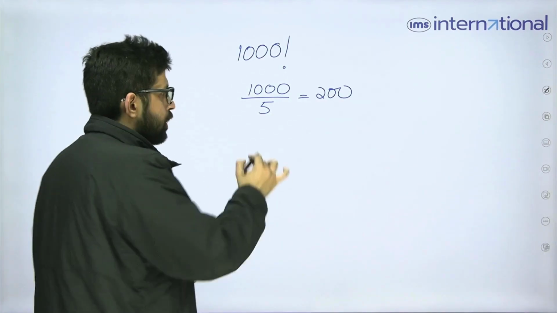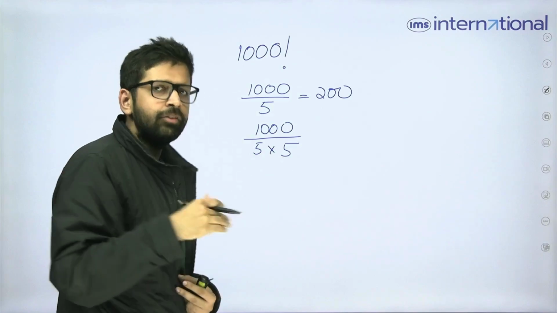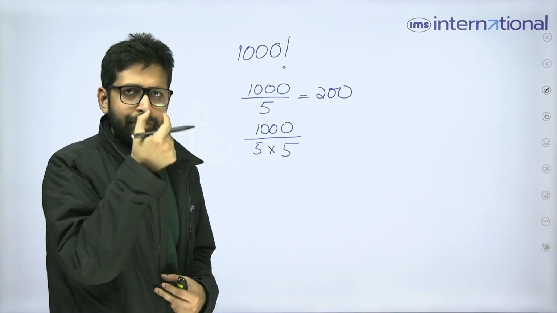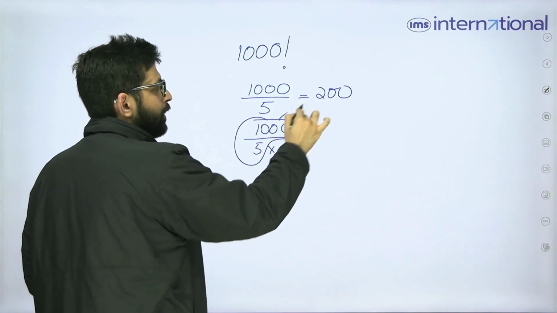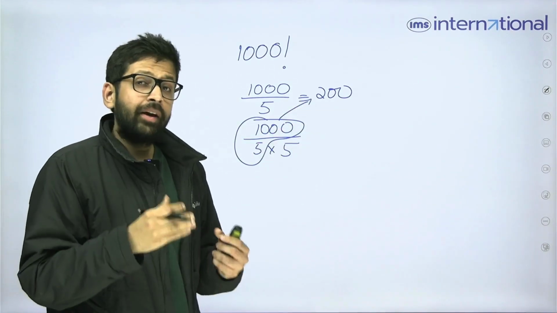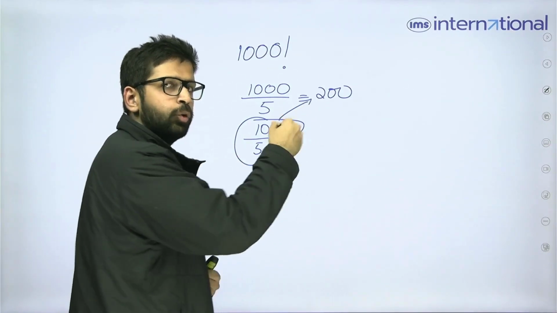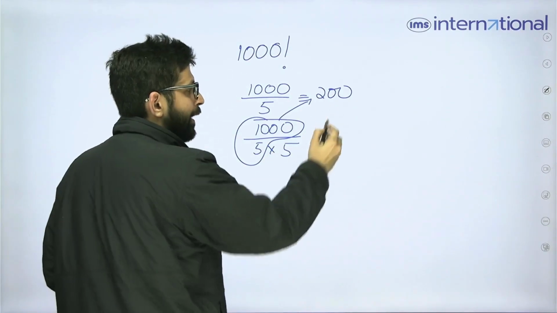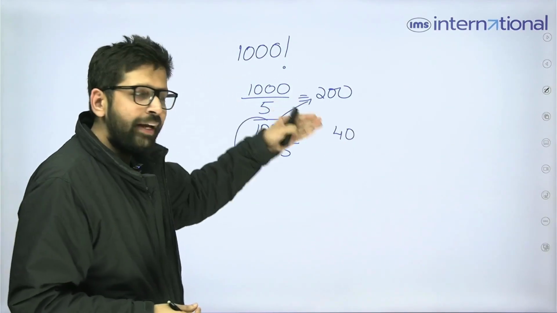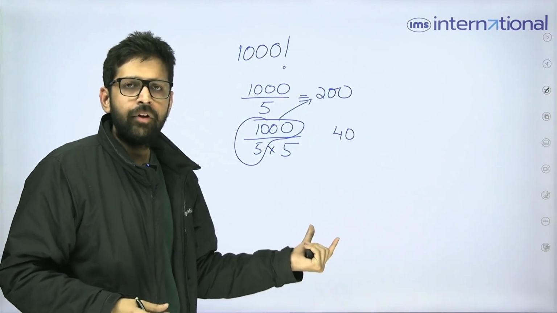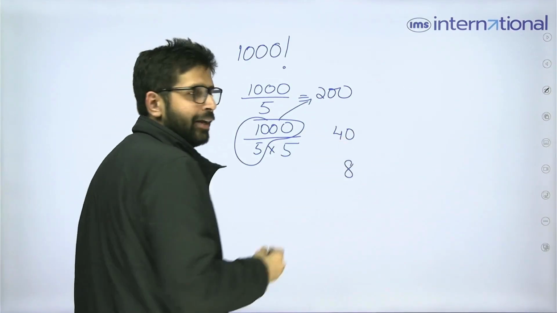Now understand, dividing 1000 by 25 is as good as dividing 1000 by 5 two times. Now, this part we have already done and got the answer as 200. So rather than dividing 1000 by 25, what I will do is I will directly divide this 200 by 5, right? So 200 by 5 would be how much? That would be 40. I'll keep on dividing these answers by 5 till the time I don't get a 0, right? So 40 upon 5 would be 8.